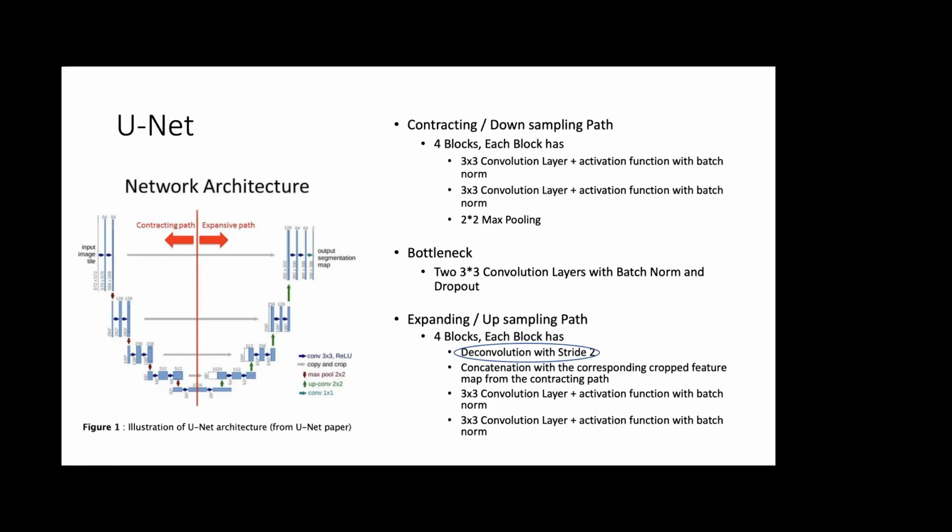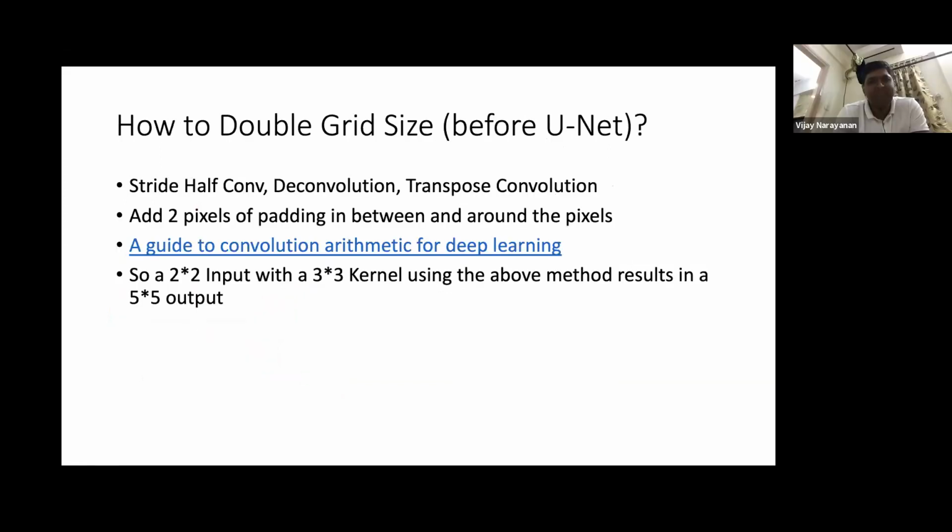Okay, great. So before U-Nets were invented, the traditional way to increase the grid size, or the feature map size, was the following. We could do a stride half convolution, also called a deconvolution or a transpose convolution. What we did there is basically we took the pixels and then we added 2 pixels of padding in between and around them, right? So that's what we did.